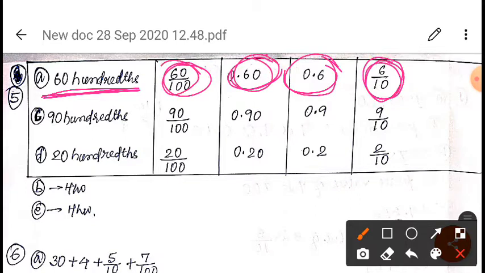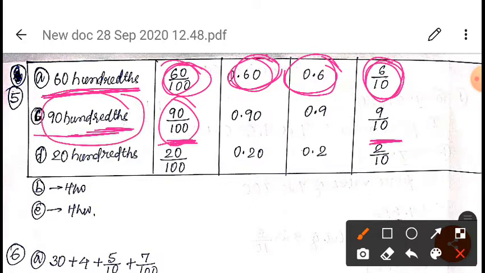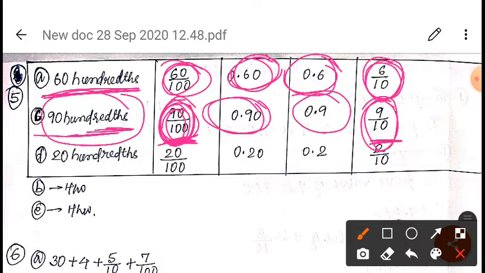Now for the next one, only this is given in the question. So how do we have to predict? 90 by 100 means it is talking about 90 hundredths. Okay, 90 hundredths, what can we write? We can write 0.90, because when you divide this you will get this only, right? After that, this is given 9 by 10. 9 by 10 means we can write 0.9, right?